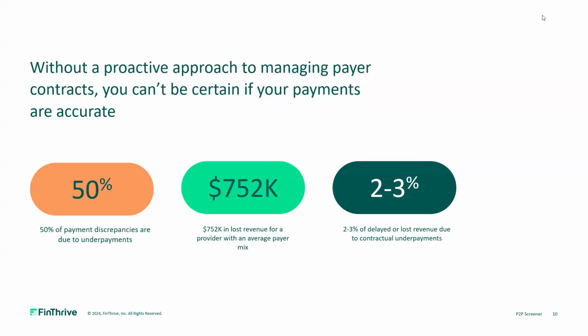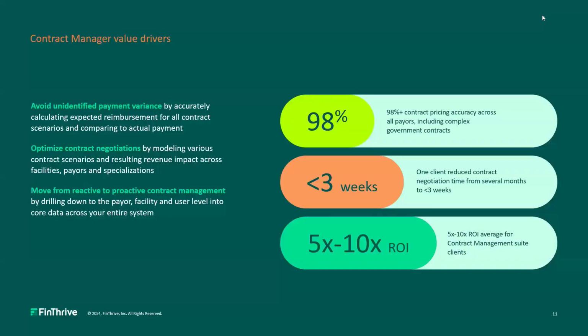$752,000 in lost revenue for a provider with an average payer mix. So if that is a small hospital system, that's big revenue. And if you're a big organization with multiple facilities, that $752,000 is probably going to be 2 or 3 times that. And then also think about 2 to 3% of delayed or lost revenue due to contractual underpayments. How do you track and trend that? That is key. So contract management, by loading all the contracts, calculating daily, we could track that utilization.